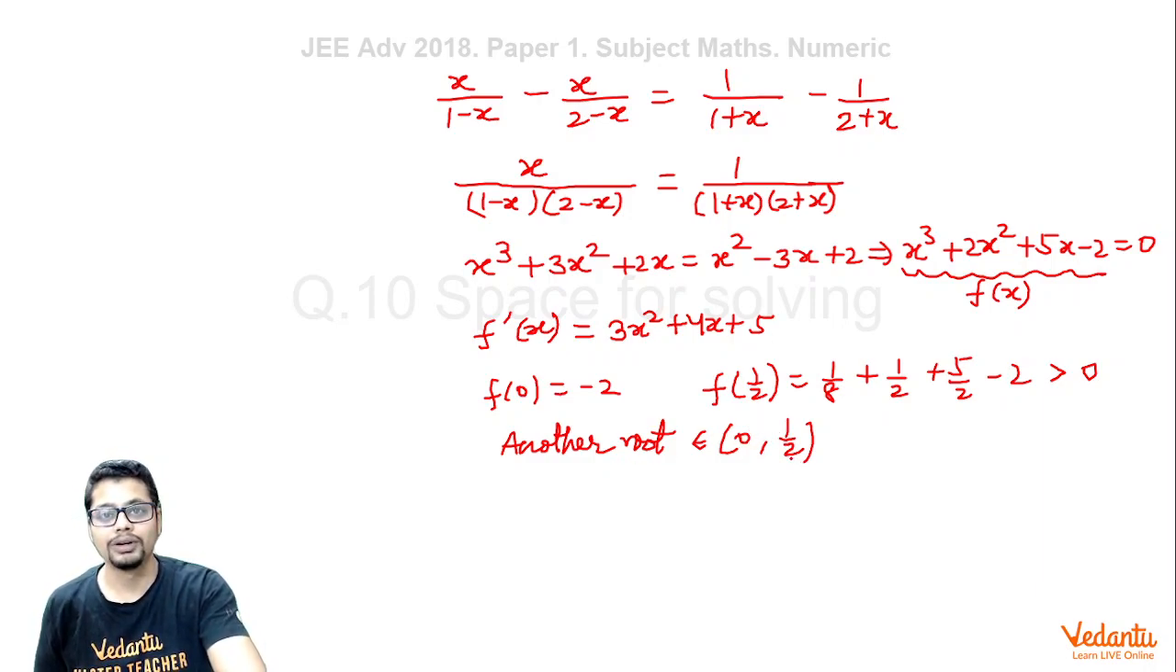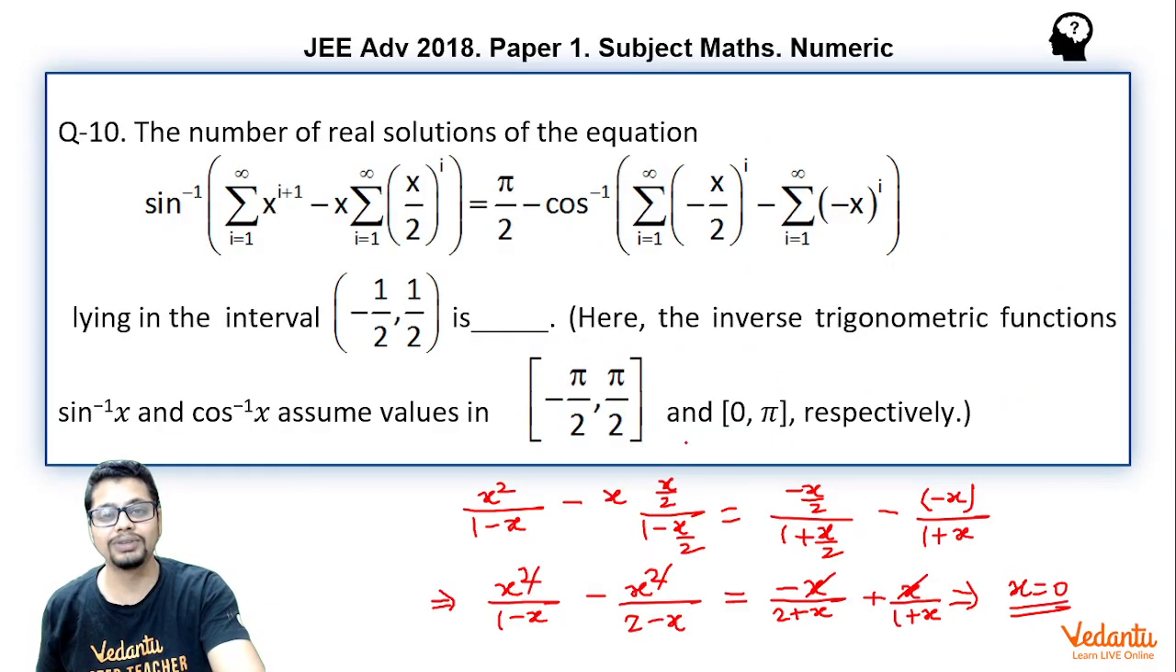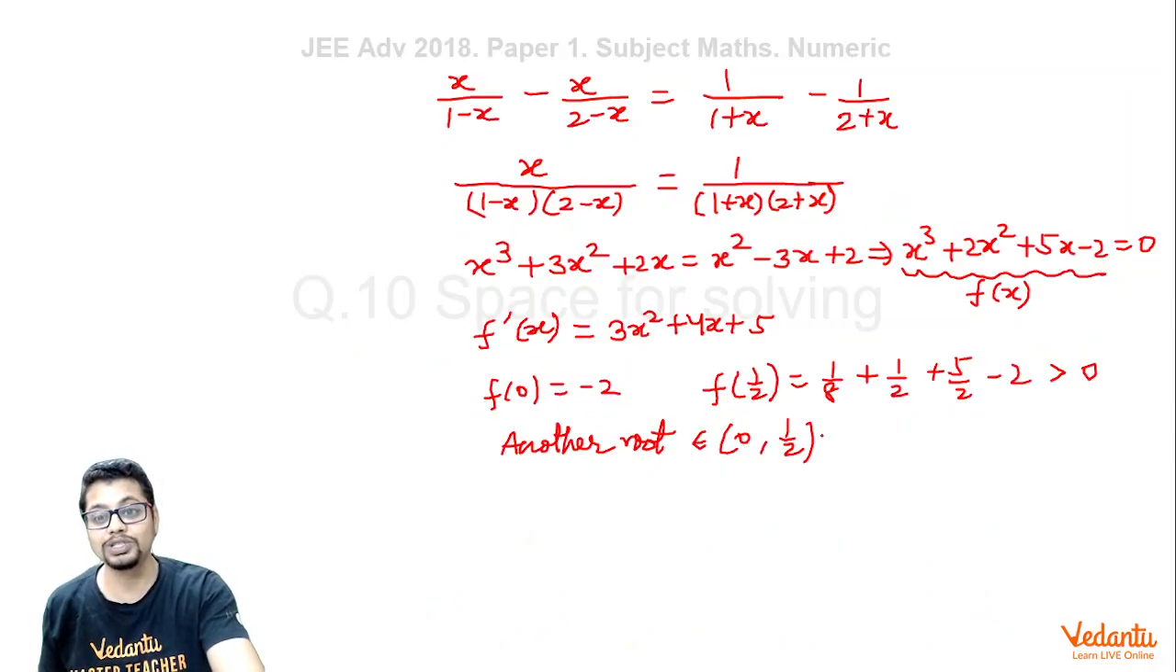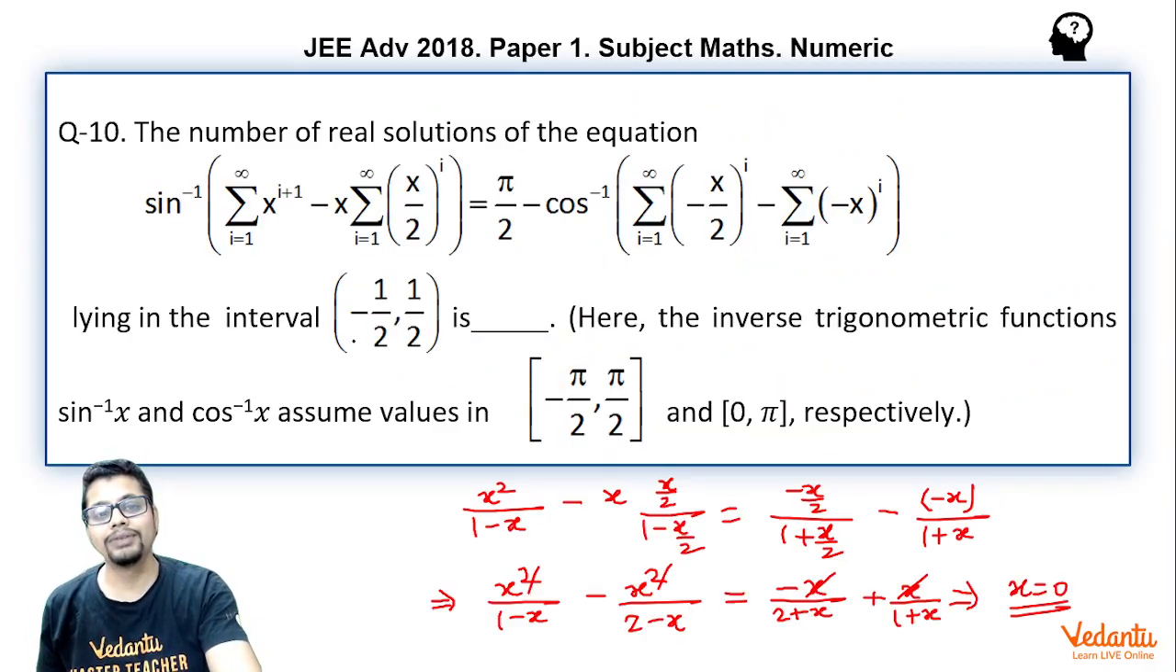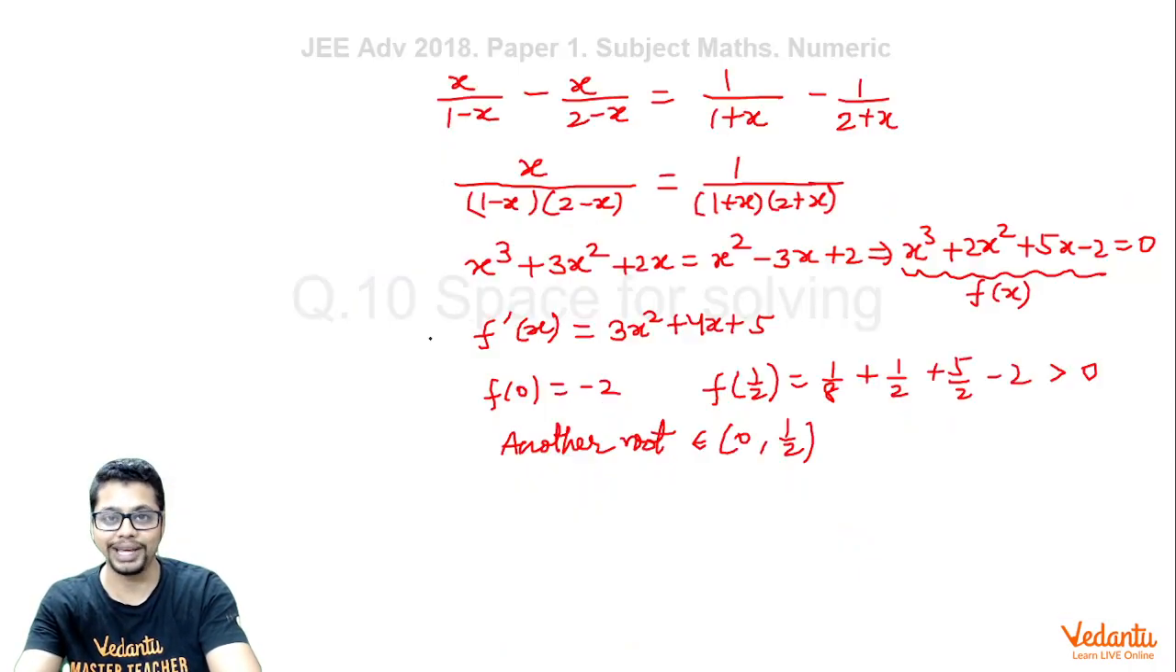0 to half is allowed in the domain of sine inverse and cos inverse or not. Since it is not just sine inverse x and cos inverse x, it is sine inverse of some expression in x and cos inverse of some expression in x. So we need to see whether this x between 0 and half is allowed or not. Now you may say, okay sir, it is anyway given in this question that x belongs to the interval minus half to half, but still we should ideally be checking it.